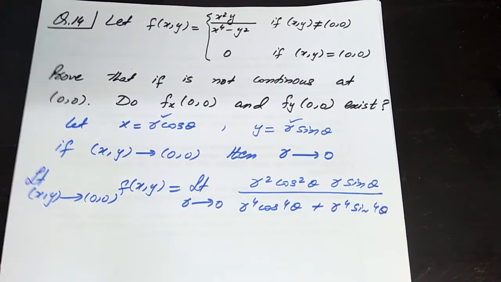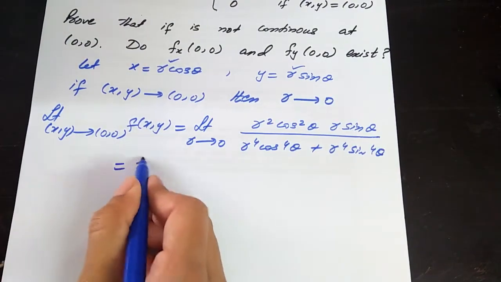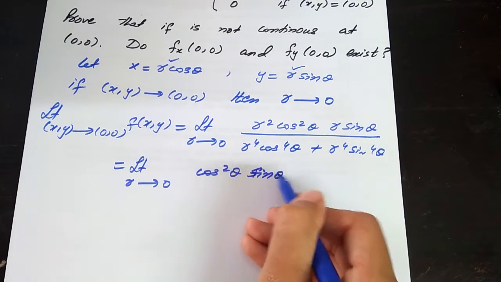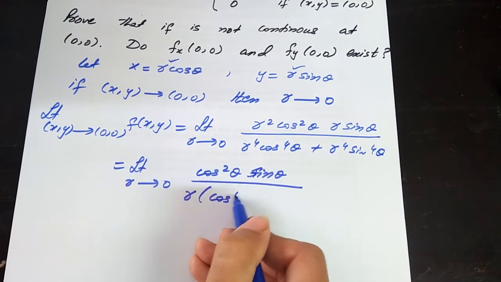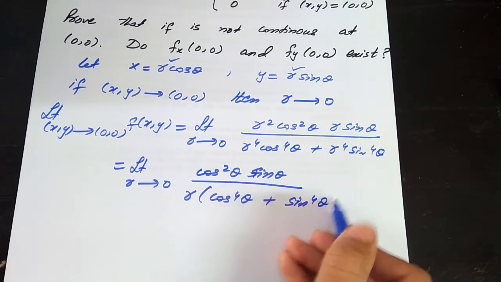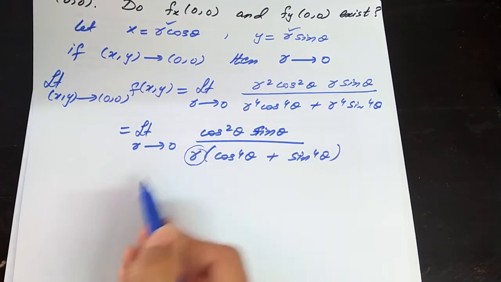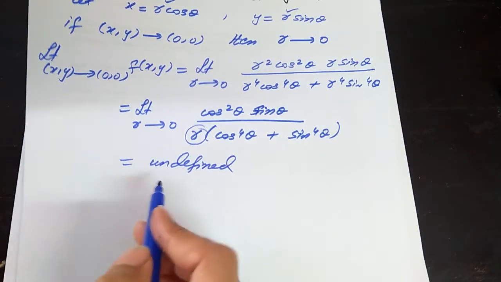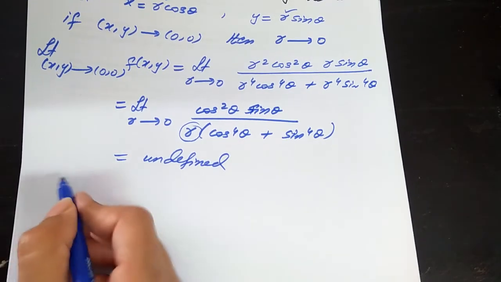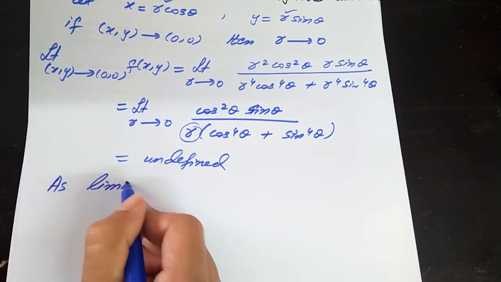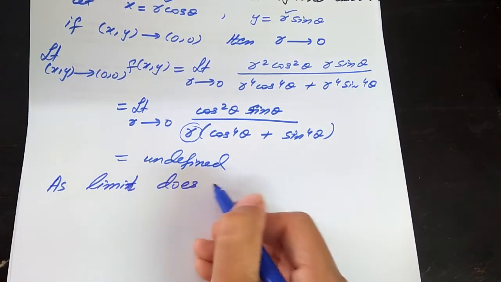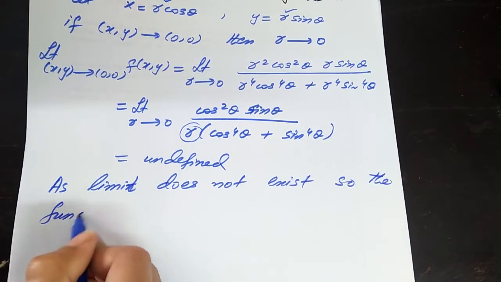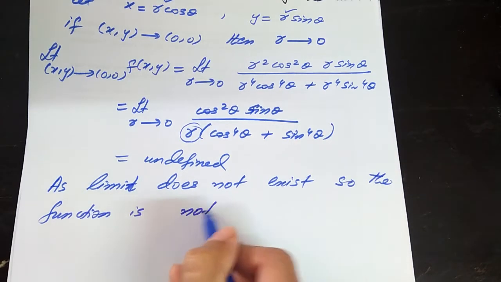After simplification and cancelling the common terms, I will get here limit r approaches to 0, cos square of theta sine of theta divided by r times cos to the power 4 of theta plus sine to the power 4 of theta. If I put 0 here in place of r, I will get an undefined term. So it means as the limit does not exist, the given function is not continuous at 0, 0.